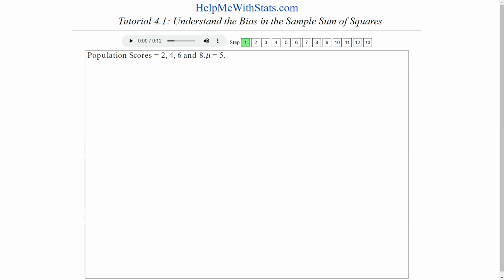HelpMeWithStats.com was used to create this tutorial that can help us understand the bias in the sample sum of squares. Here we have a population of scores. The mean of the population is 5. Let's see how the sample sum of squares underestimates the population sum of squares.